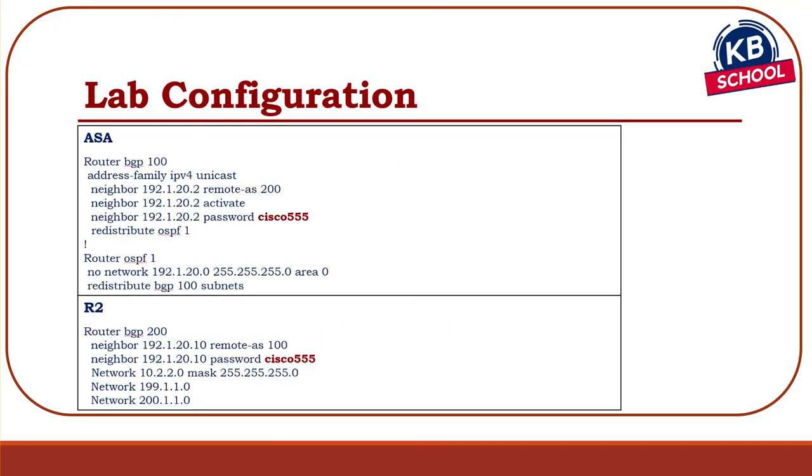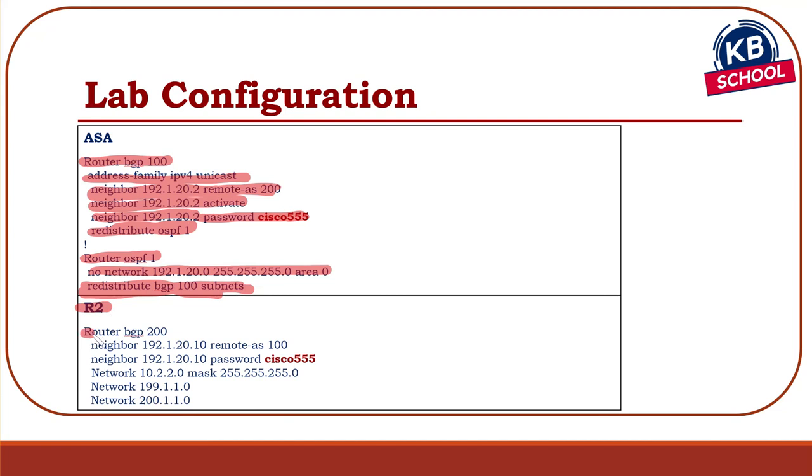In terms of the configs, let's recap them. Running BGP on the ASA: router BGP 100, address family IPv4 unicast, enabled my neighbor 20.2, which is router 2, activated. Neighbor 20.2, password is this one, so I want to do authentication, and then I redistributed OSPF 1 into it. In terms of this guy, I disabled 20.0 for OSPF. Instead, I ran BGP and redistributed BGP into OSPF.